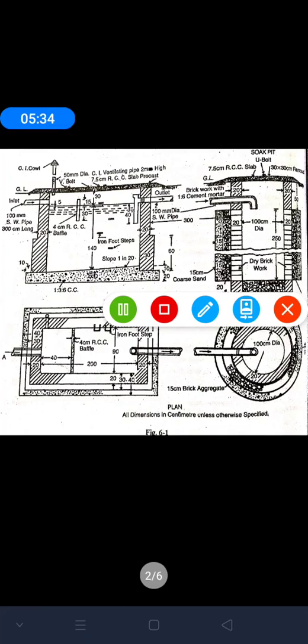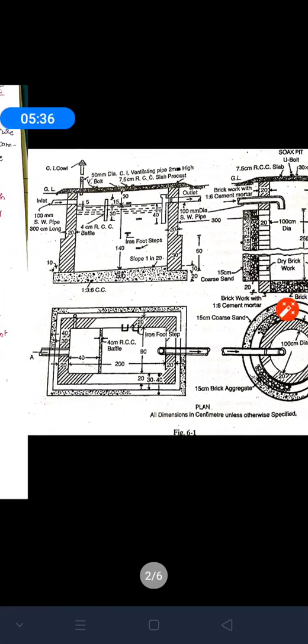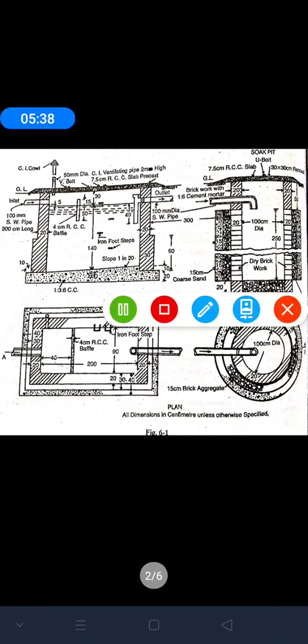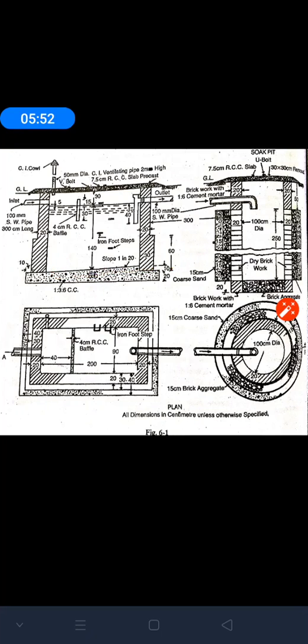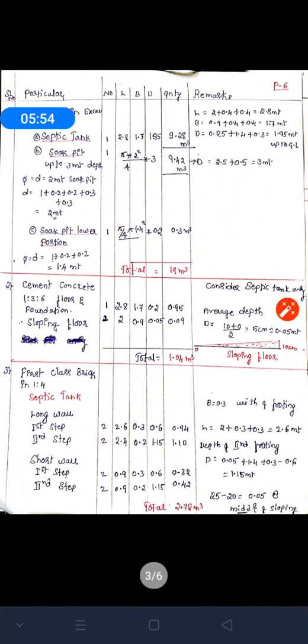This portion here you can see, the sloping floor will be provided from edge to edge. One side it is at 10 mm, the other side it is 0. Then we should consider the average depth. Here you can see the 10. This is 10 and this is 0. So 10 plus 0 by 2 equals 0.05. That is the depth.